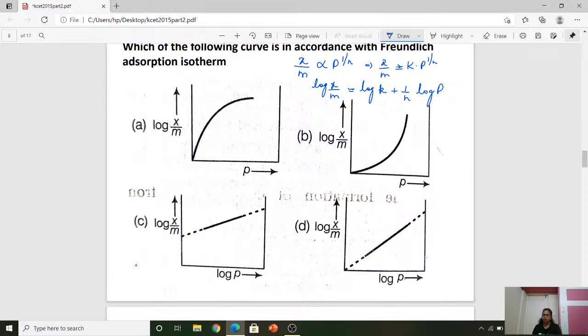So if you look here, we have plotted a graph of log x by m versus log p. So it should be a straight line, isn't it? It should be a straight line. So only these two are the possibility. With the slope 1 by n, log k is the intercept, and 1 by n is the slope. Okay, therefore the possible graph is option C, isn't it? Option C will be the right answer.